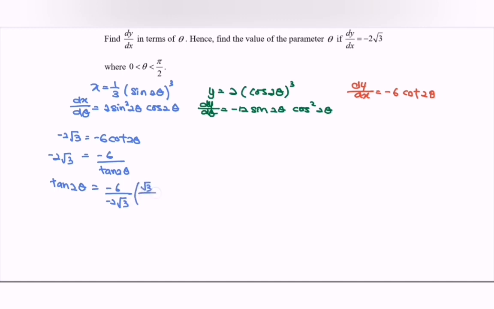Multiplied by the conjugate, we have the square root of 3. So rewrite the situation. So here we have 3 square root of 3 over 3. So we have the square root of 3, which is equal to tangent 2 theta.